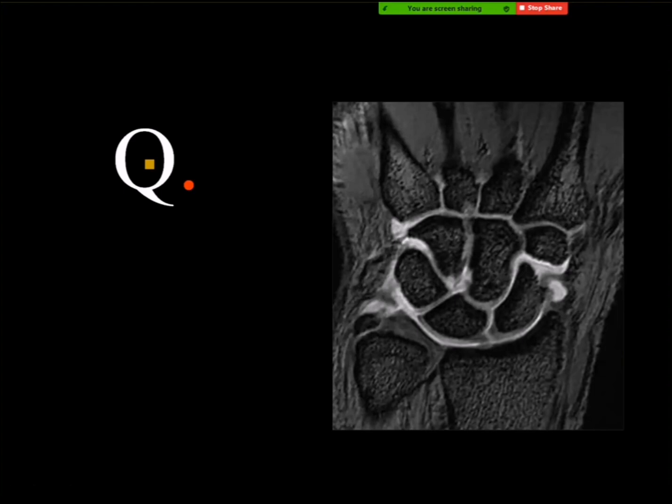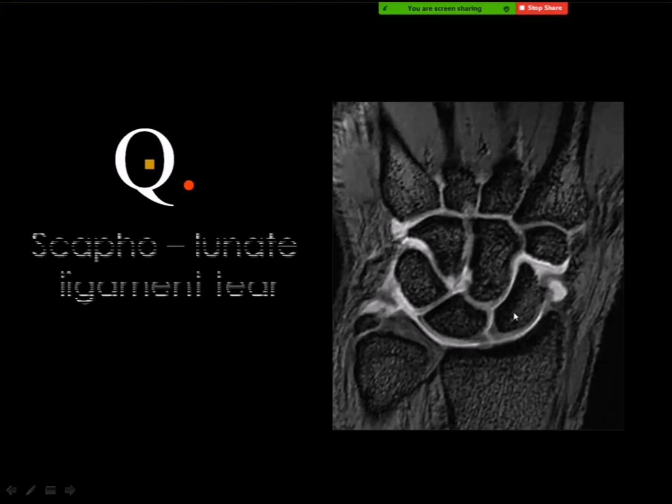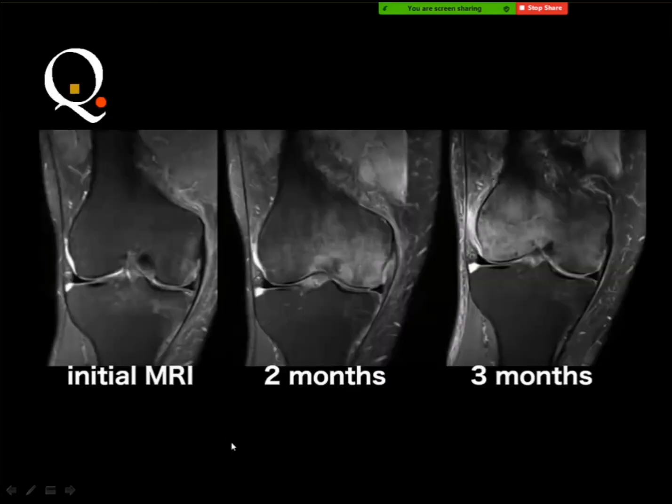The scapholunate ligament, there is a tear. Yes, very good. And this is the scapholunate ligament tear. You get the scapholunate ligament, which is pyramidal in shape, and this is abnormal signal within the ligament itself, but the scapholunate interval is still intact.